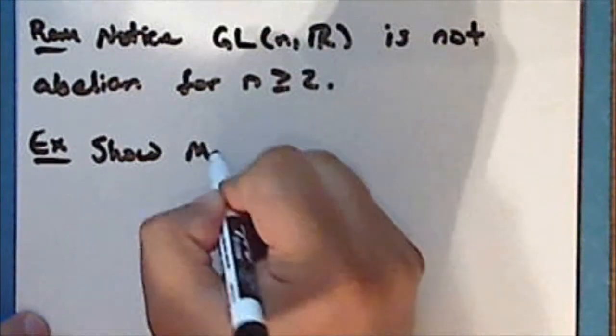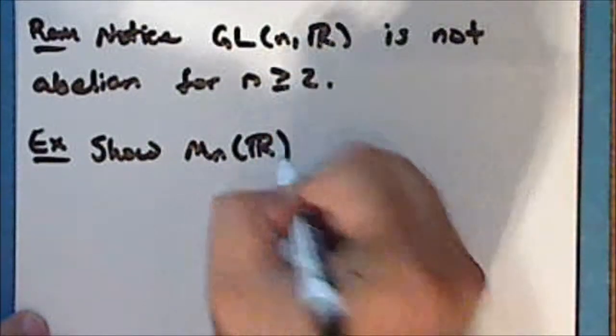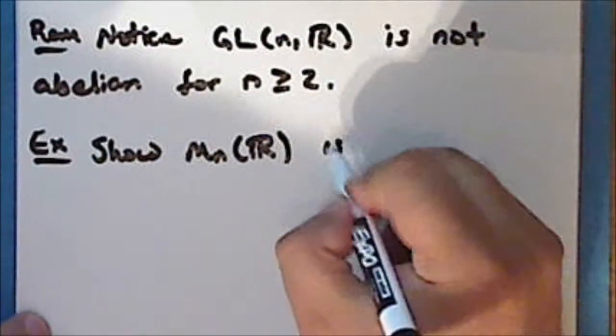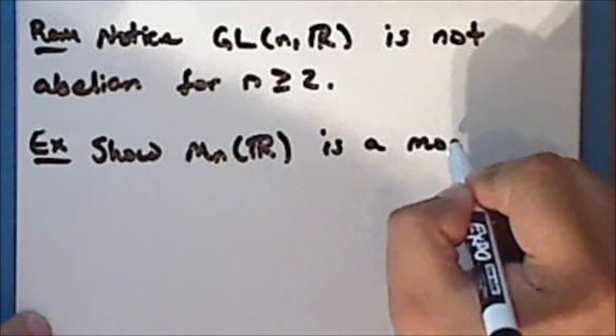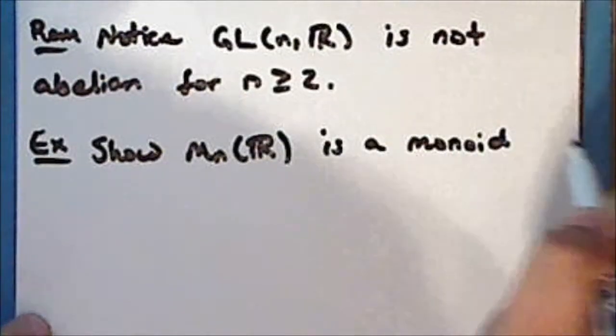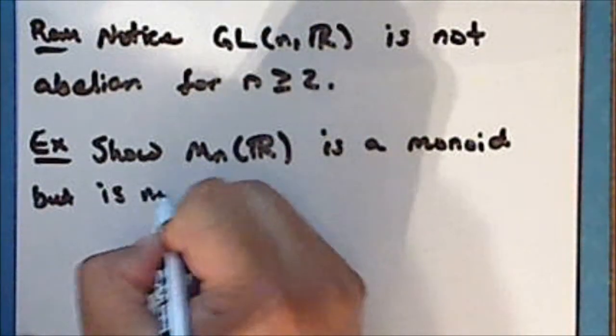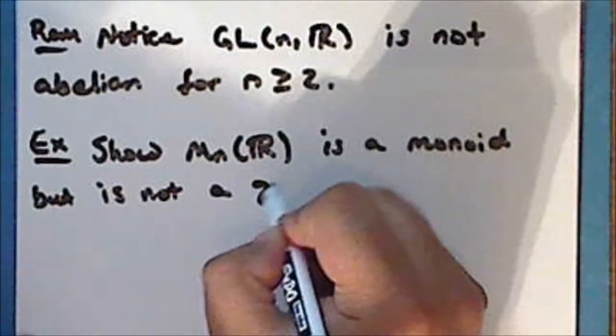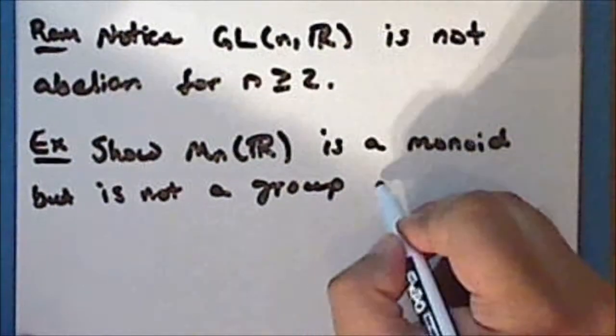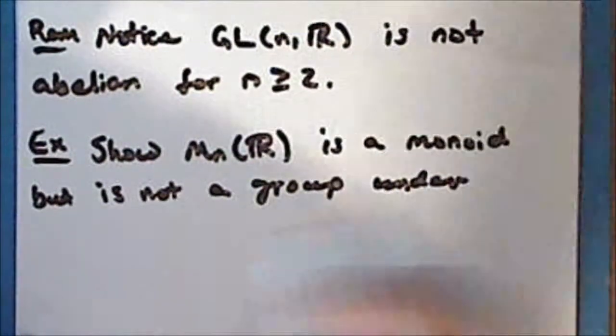So as a third exercise, show that the set of all square matrices of order n with real entries is a monoid, but is not a group under matrix multiplication.